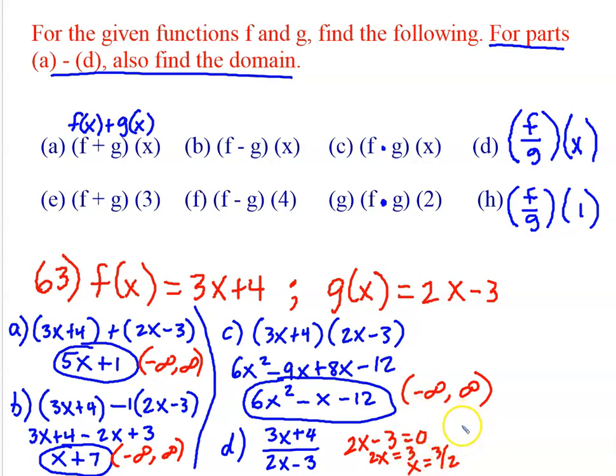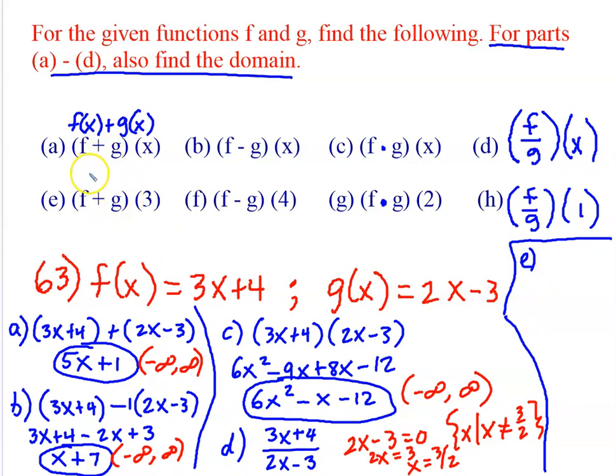For letter D, it could be any x except for 3 over 2. All right, so that's my final answer for A through D, including the domain for each one. All right, so let me see if I can squeeze in the answers for E through H, because we'll come up here.